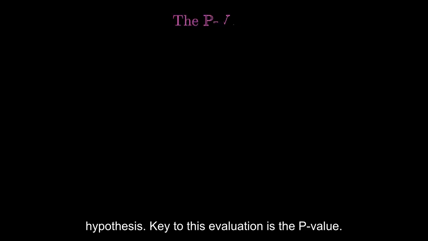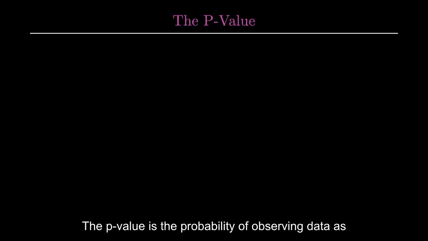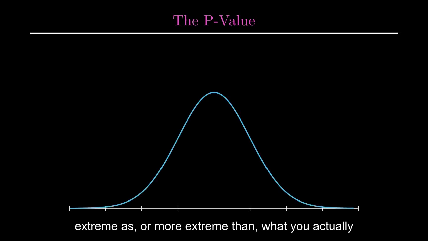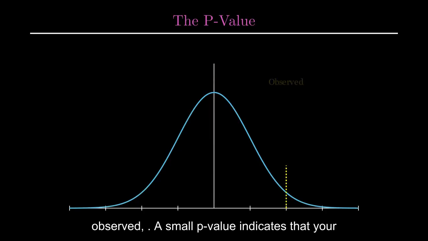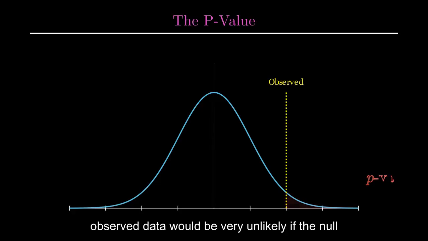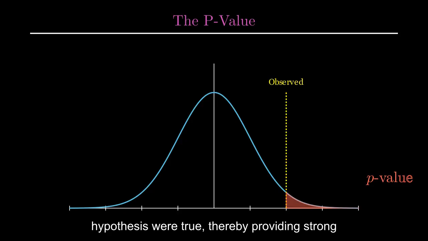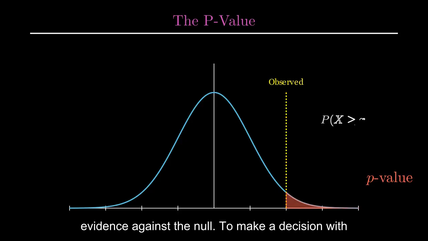Key to this evaluation is the p-value. The p-value is the probability of observing data as extreme as, or more extreme than, what you actually observed. A small p-value indicates that your observed data would be very unlikely if the null hypothesis were true, thereby providing strong evidence against the null.